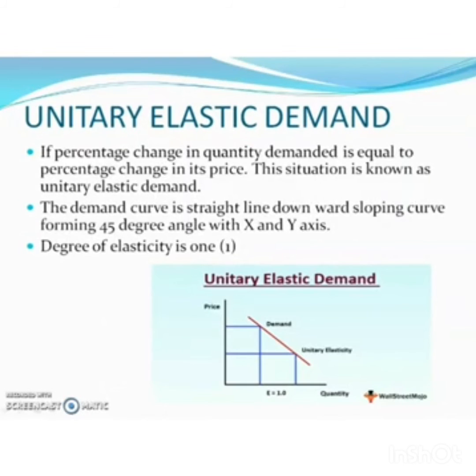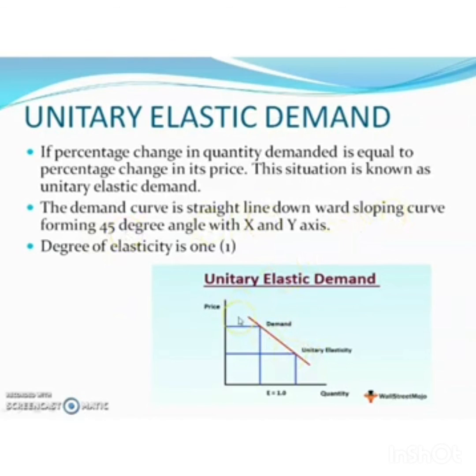Okay. The next is unitary elastic demand. In this case, the percentage change in quantity demanded is equal to the percentage change in price of the commodity. That is, an increase or decrease in the price level will affect the quantity demanded in the same proportion. So, see here the demand curve is a downward sloping straight line. Demand curve is always downward sloping.